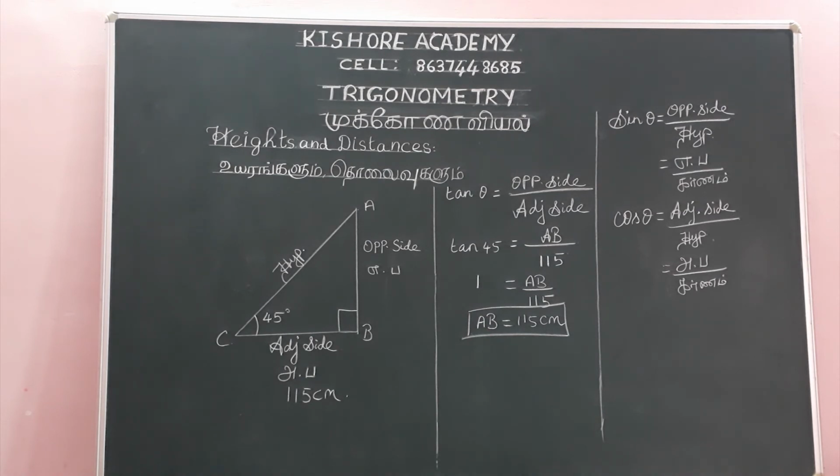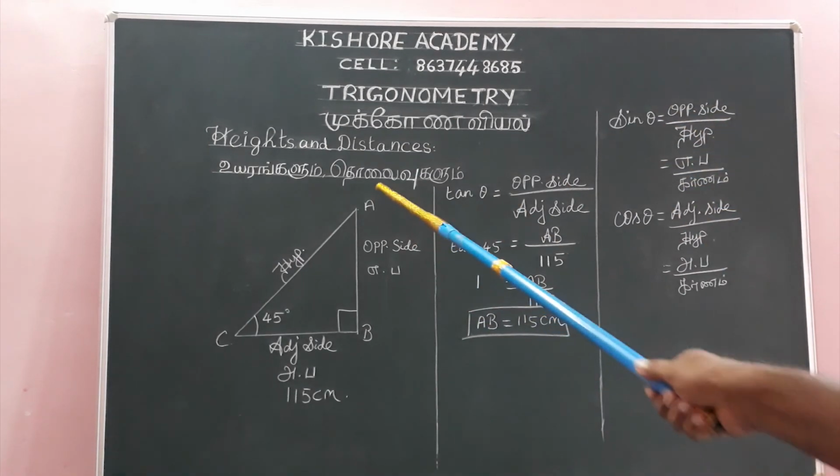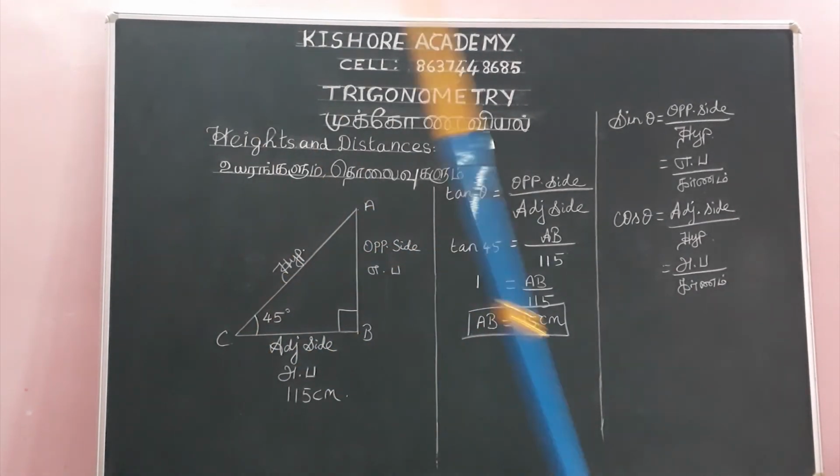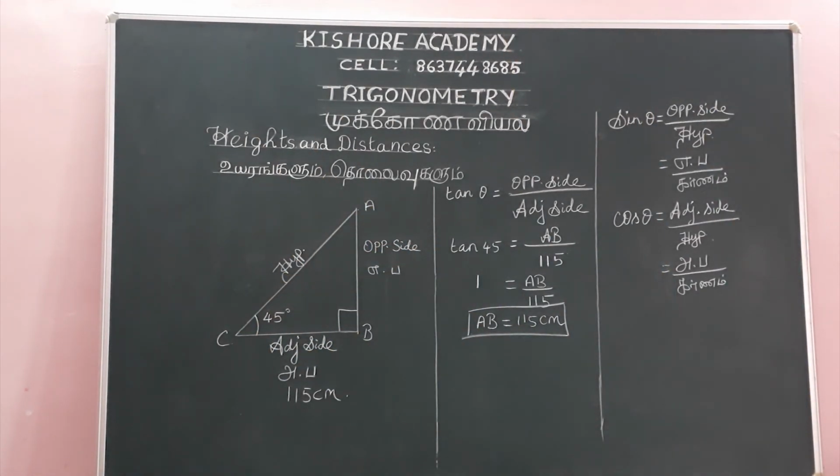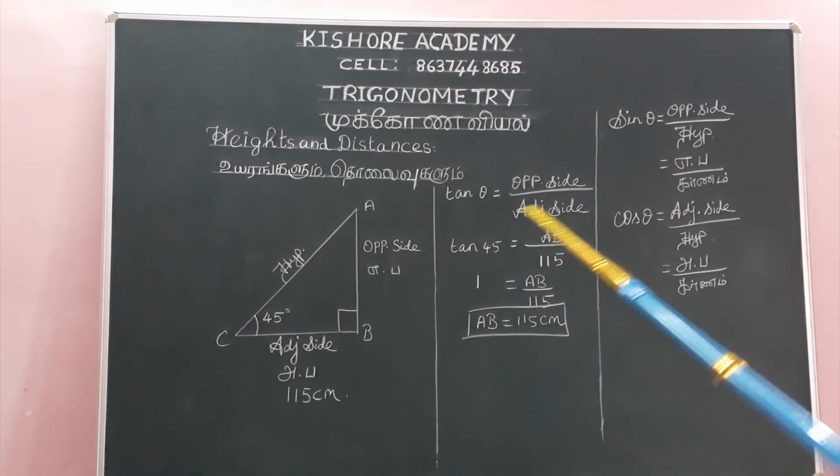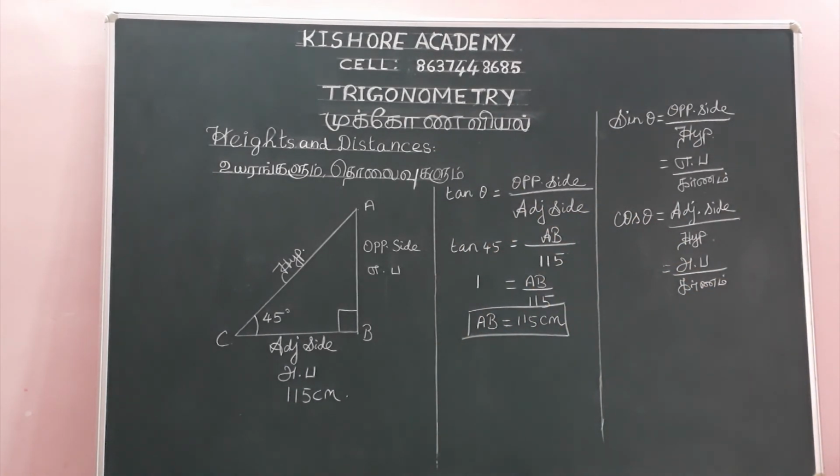Some students have a doubt: why can't we substitute sin theta and cos theta? So I am going to give the explanation on why we can't use sin theta and cos theta. The formula for sin theta is opposite side by hypotenuse. We don't know both values, opposite side and hypotenuse. So we can't find the value of the opposite side if we substitute these values in sin theta.